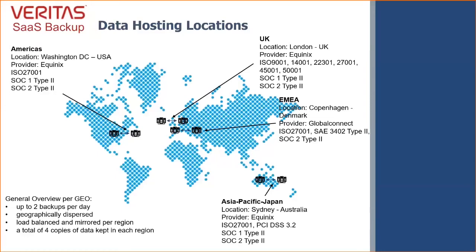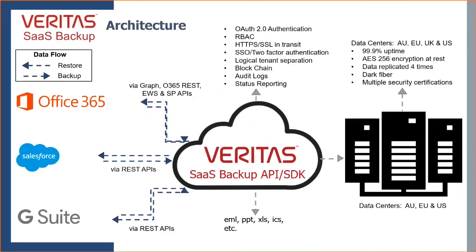When we also look at the architecture and how it's been built, it's using the standard APIs for doing its data transfers. It's been built against industry standard security, and the data centers have been built around 99% uptime. It's been built in a way that it mimics pretty much the services that it's backing up as well. So it's very resilient.